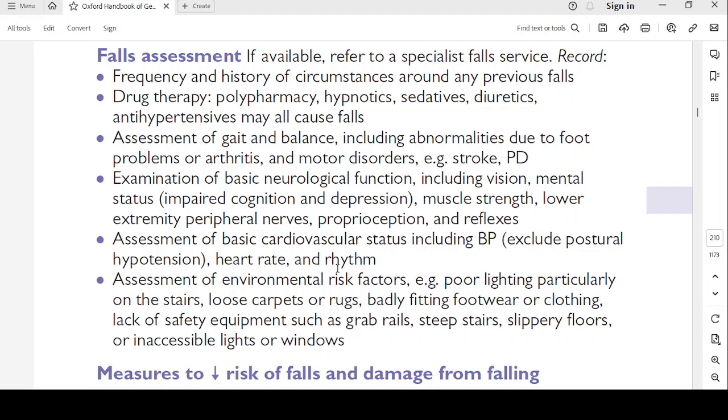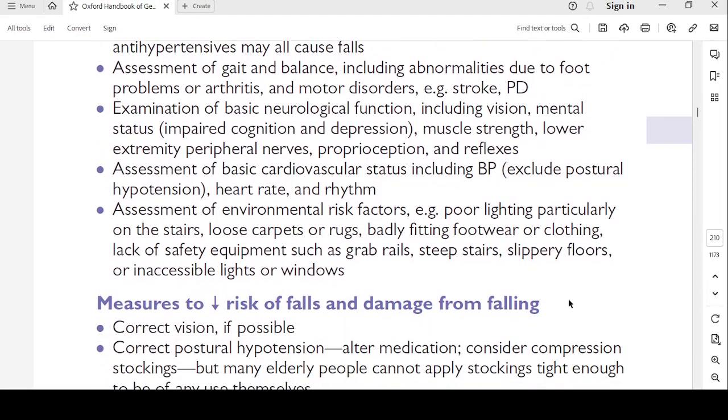Assessment of environmental risk factors, for example poor lighting, particularly on the stairs, loose carpet or rugs, badly fitting clothes or footwear, lack of safety equipment such as grab rails, steep stairs, slippery floors or inaccessible lights or windows.